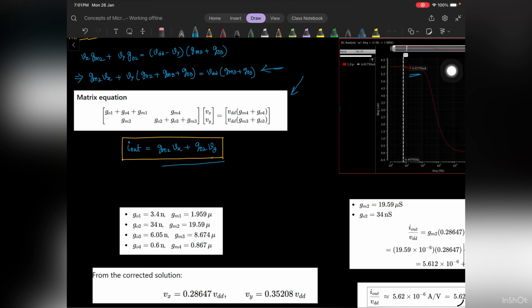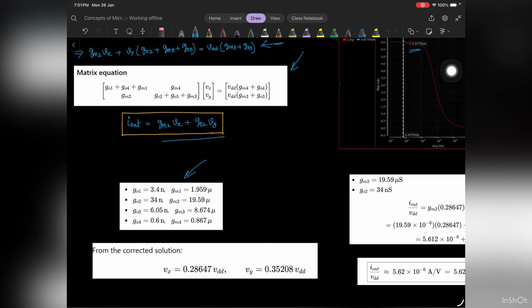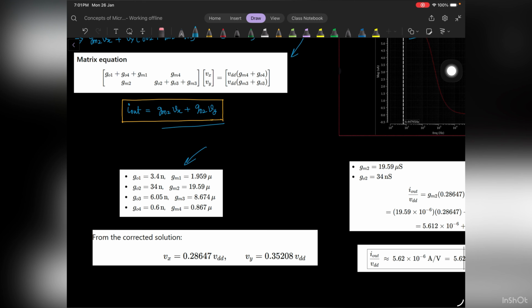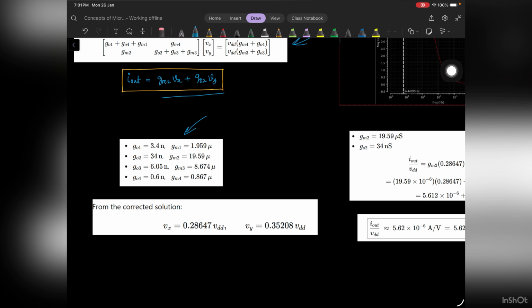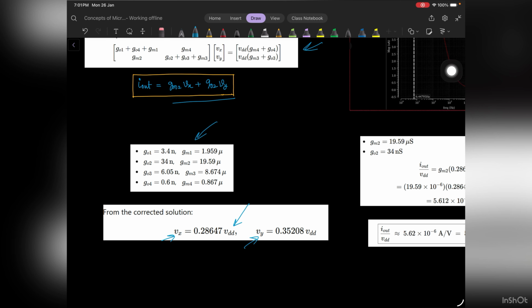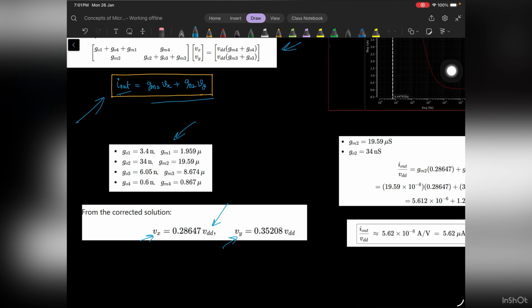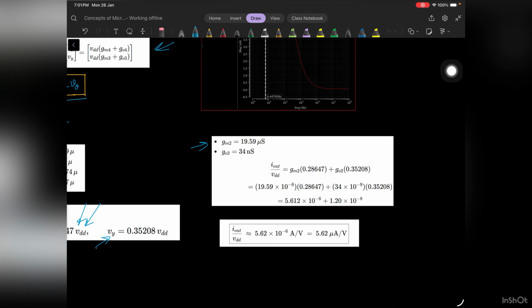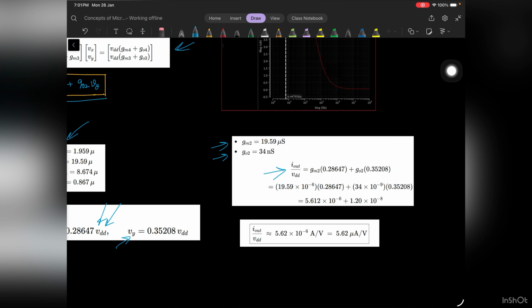So I extracted the values from the DC simulation. These are the GO and GM of all the transistors from 1 to 4, and you can put all these values in and solve this particular matrix, and you will get a relationship for Vx and Vy like this, which is dependent on VDD. Now you can put these Vx and Vy in this equation, and finally you will get IOUT by VDD. I have GM2 and GO2, so I need those quantities over here. From there I'm calculating IOUT by VDD.